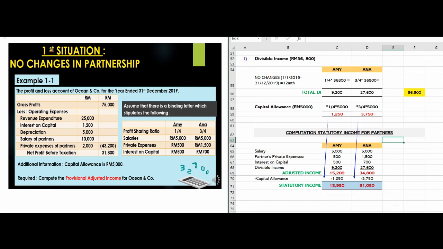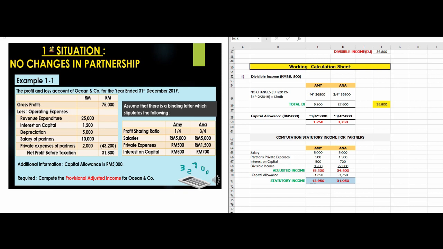So you might have to do some more exercises so you can get more perspective to calculate the statutory income part.